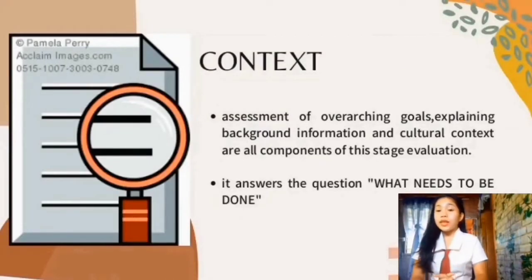So what is context evaluation? When we say context evaluation, there are components that we need to keep in mind. These are assessment of overarching goals, explaining background information and cultural context. In this stage, we seek to answer the question, what needs to be done? For example, when dealing with a specific research, the first thing that comes to our mind is what are the things that we need to give to our research. So in this stage, it is more likely to give information.